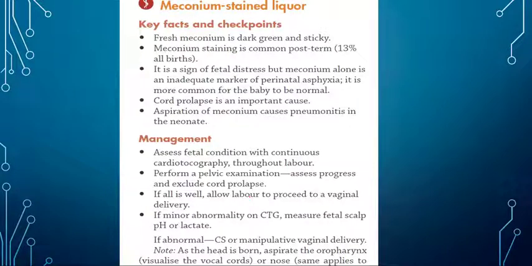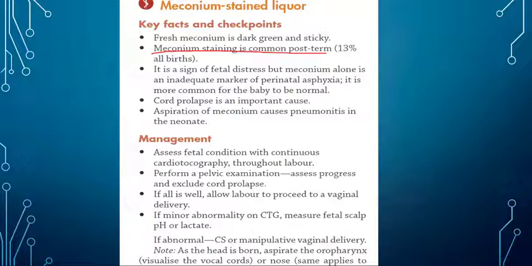Okay, then there is meconium stained liquor. Most of the time, if it is a post-dated baby or post-term pregnancy, sometimes the amniotic fluid can be meconium stained. And meconium staining is a sign of fetal distress. But if it's only meconium alone, don't think that the patient is in distress. Usually you have to do the full Apgar score to find out if the baby is having any asphyxia or hypoxia. But yes, meconium stained liquor is a sign of fetal distress, so you have to rule that out.